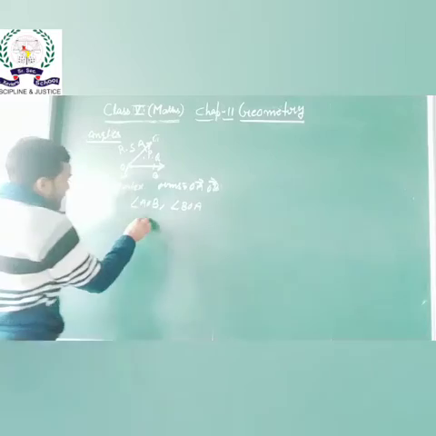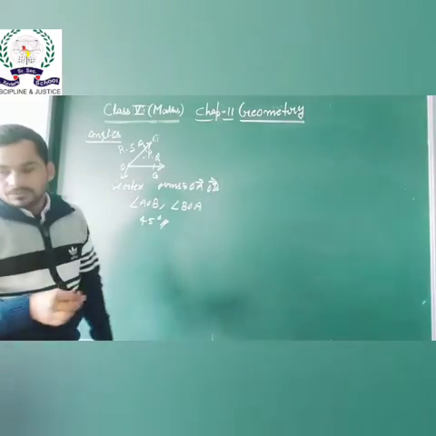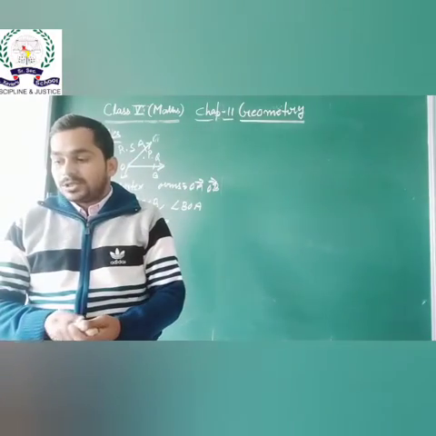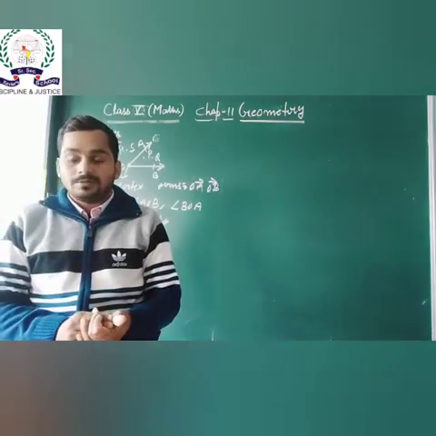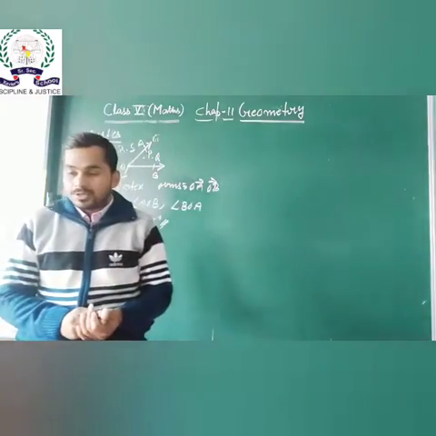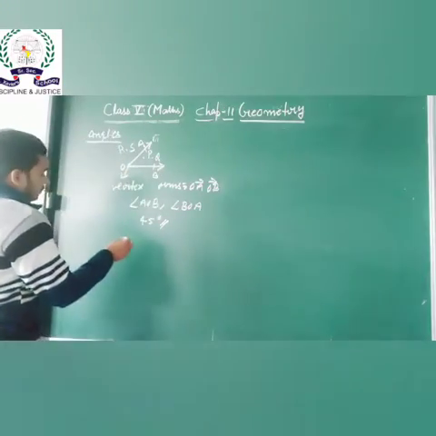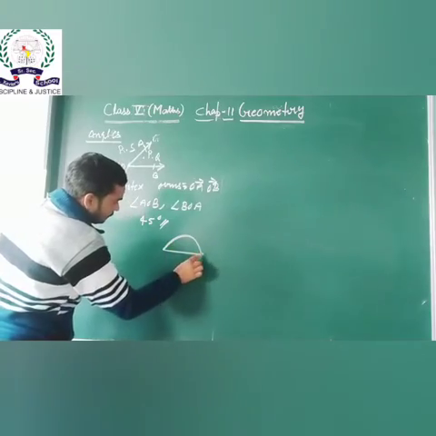For example, we take 45 degree. So degree is the unit of angle. The measurement of an angle is done by using a protractor. And what is a protractor? A protractor is a D-shaped instrument, this type.